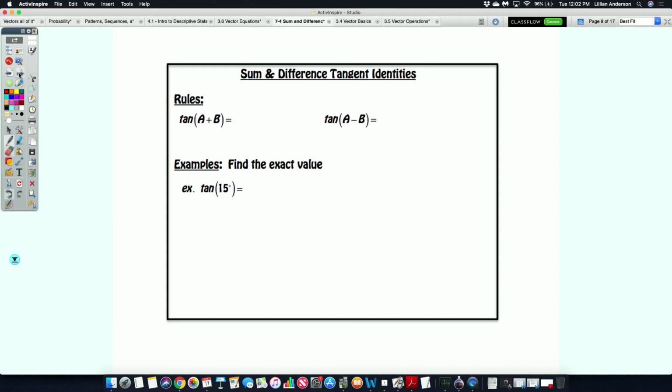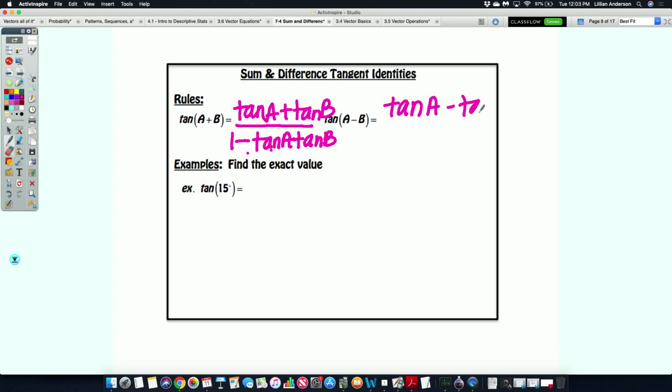Last ones are for tangents. Tangent, whew, this is the doozy, and I only say that because it involves a fraction. So the tangent of A plus B is the tangent of A plus the tangent of B, all over 1 minus tangent A, tangent B. The two on the bottom are getting multiplied together. For your difference, that's the tangent of A minus the tangent of B, all over 1 plus tangent A, tangent B.